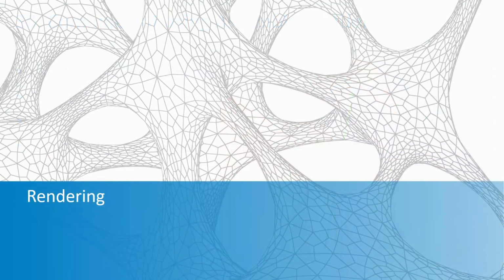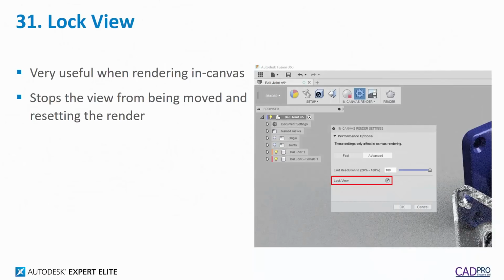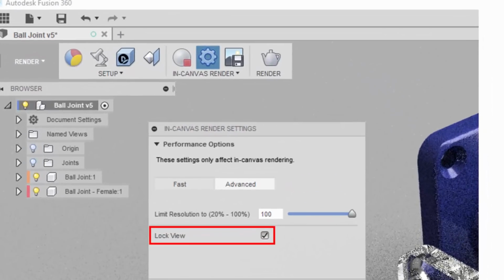Alright, rendering. So I'm not going to go into the rendering workspace, but once you're in there, you've got this gear icon up here. If you click on that, you're able to lock the view. So once you've got the view in position and you've started rendering, open this up, turn on lock view, so if you knock your model in any way, it doesn't restart the in-canvas rendering.